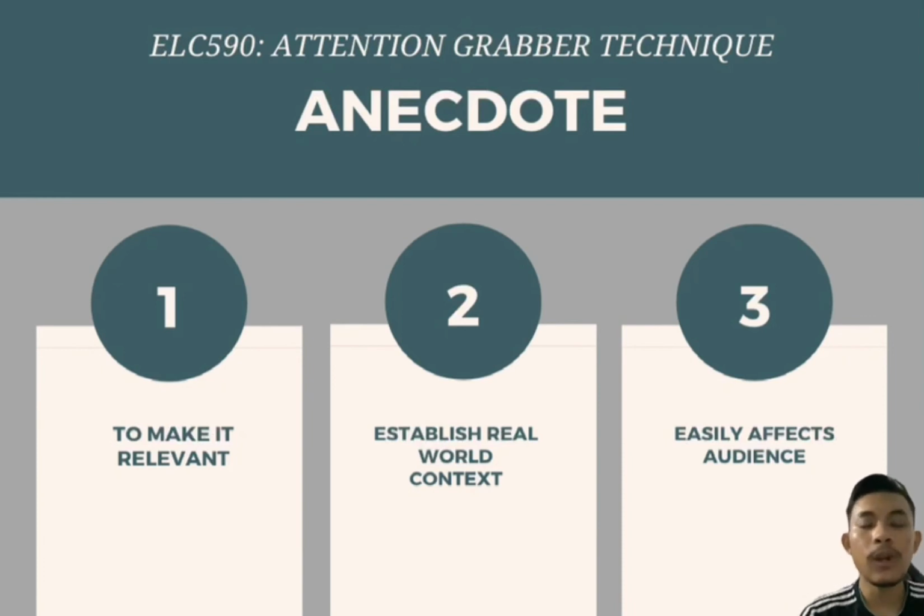Okay, the second one, why I chose anecdote is because it can establish a real world context. For your information, real world context means that if you're using an anecdote, you describe the situation based on the true story of what you've gone through. For example, if you've had an accident in your past life, then in your speech you tell the audience what you've gone through, whether it is a nightmare for you, whether it is horrible for you, so they can easily understand, so they can imagine what the situation is.